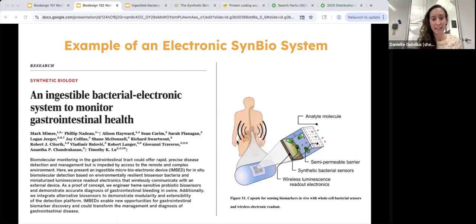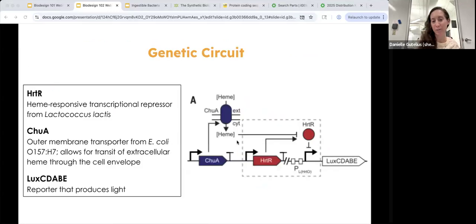And they did it where, and now you can all read genetic circuits, it produced a protein that responds to heme, which is part of blood. And when it responded to the blood, it turned off a repressor, and you got luciferase expression, luminescence. And their little electronic board would sense the luminescence and send an electronic signal to an external device, which was pretty cool.